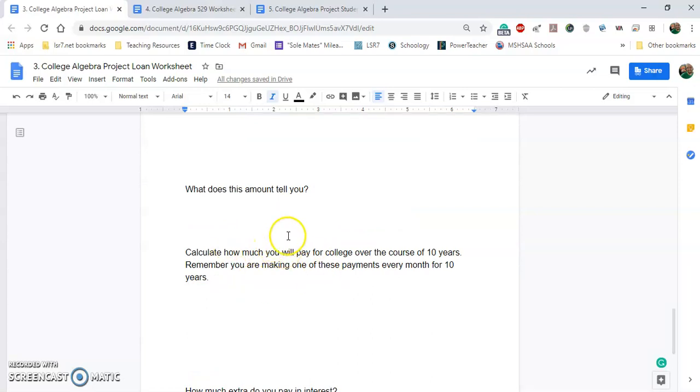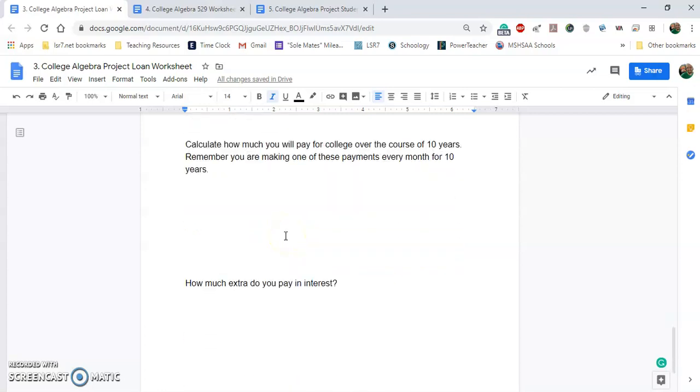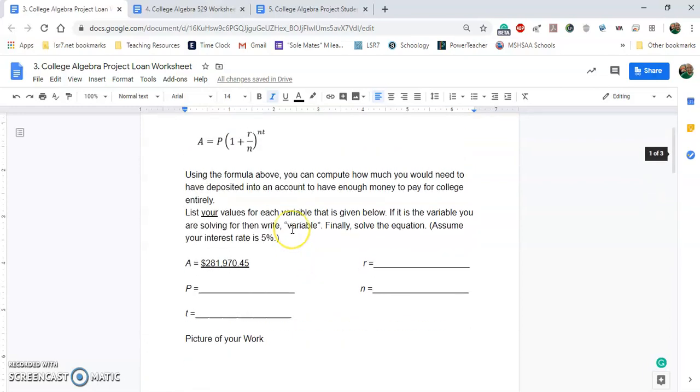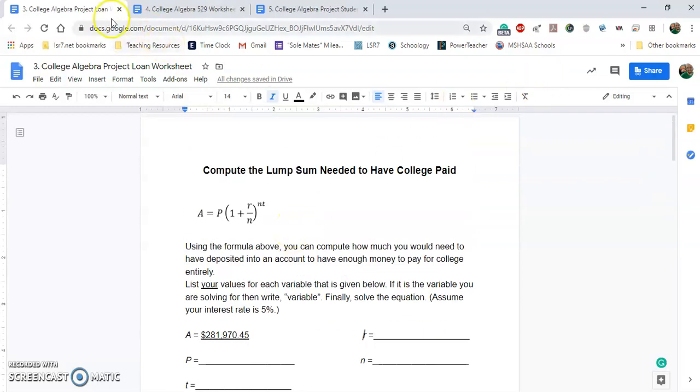So you're making one of these payments. And then how much do you pay in interest over the entirety of your loan? For all your years of college, how much are you paying? That's this first sheet. This is the number 3 college algebra project loan worksheet.